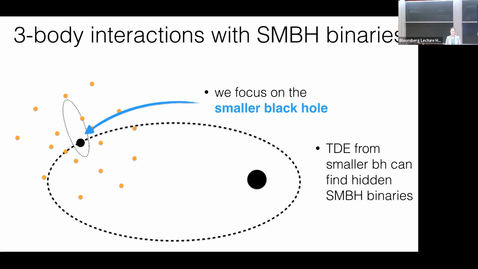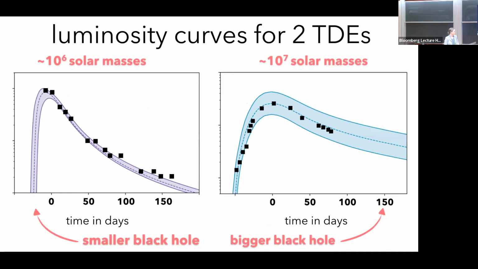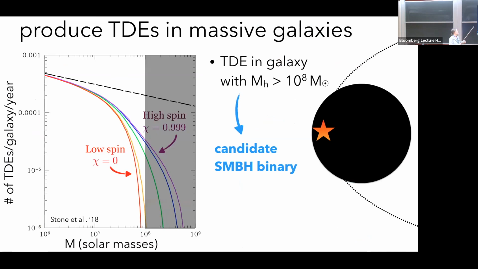The motivation is the work that I talked about earlier: if you have a supermassive black hole binary and you have a TDE from the larger black hole, the TDE light curve is pretty consistent with the mass that you'd expect from galaxy scaling relations. But if the black hole mass is an order of magnitude or more smaller than the larger black hole, then the light curve will look a lot smaller. If we see this, we might take it as a sign of a hidden supermassive black hole binary. And of course, at the extreme end, if you get a TDE in a galaxy where the black hole mass seems to be too large to host a TDE, so above 10^8 solar masses or so, then this would be a very good indicator of a potential supermassive black hole binary.